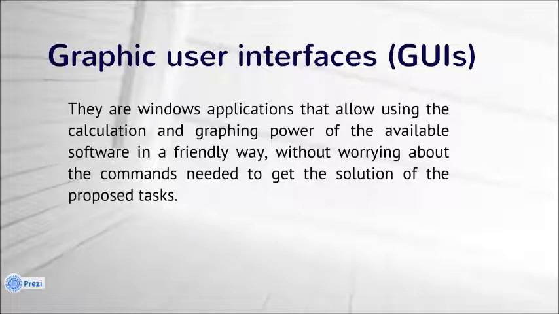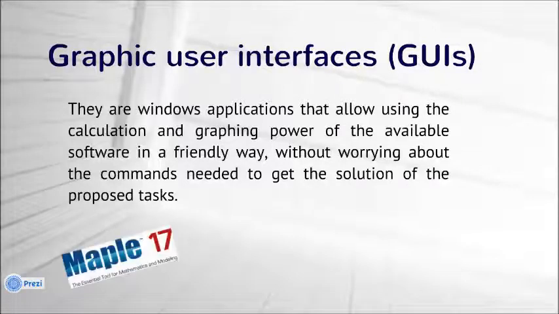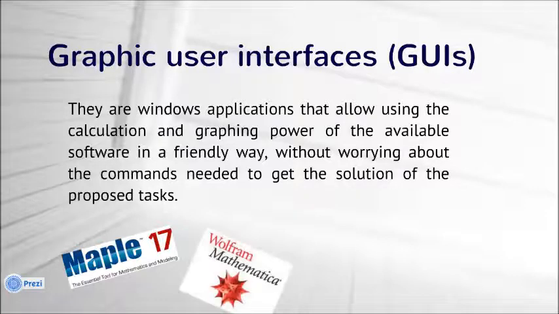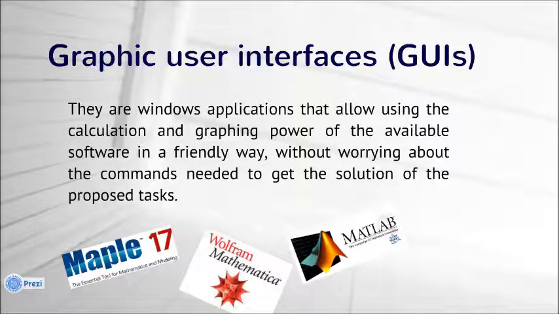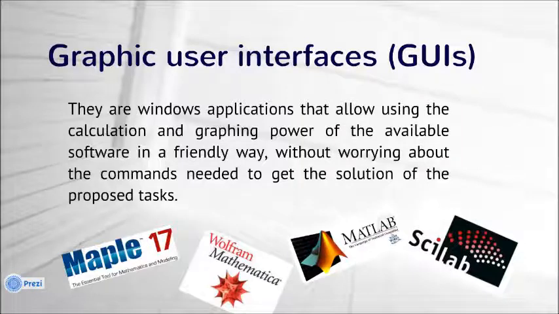For example, programs that have the capacity of making these are Maple, Mathematica, and MATLAB, and also Scilab is other software. Scilab is a free software that can be downloaded from the website www.scilab.org, but the others are commercial.